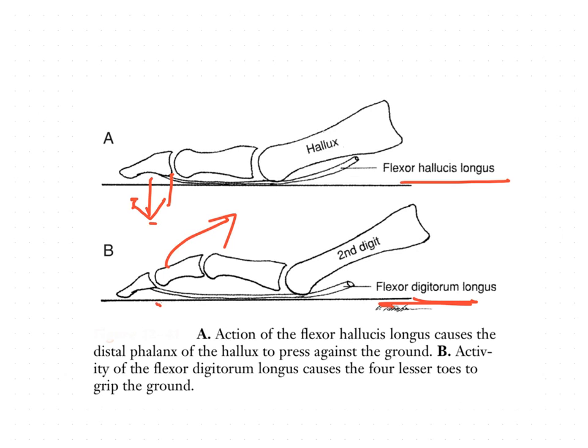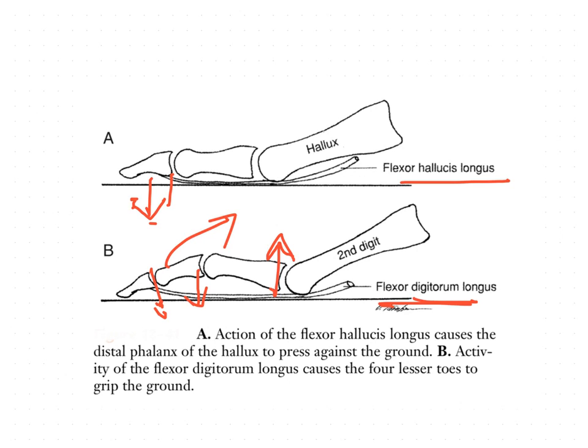So this flexor digitorum longus helps in the gripping action that may be produced by clawing of the toes, that is MTP extension and IP flexion. So this gripping activity or gripping action is done by these toes.